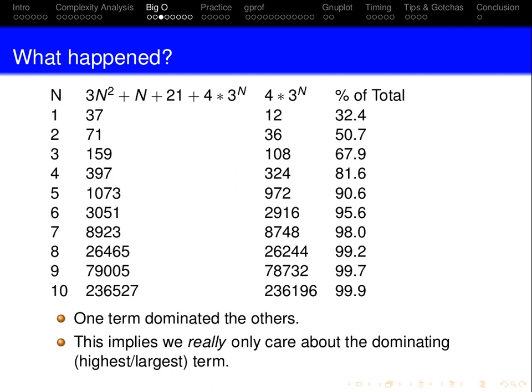This is to show you dominating terms. What happened here? So here's the full formula, and this is just that one term, 4 times 3 to the n. And percent of total, notice this one's 1237, so it's only 32% of the total. But as the number increases, hopefully you can see that the dominating term is by far the exponential, more than these. As this increases, the rest of this is really just superfluous. This implies we really only care about the dominating or the highest term. We really don't care about the rest of it, at least for large n.